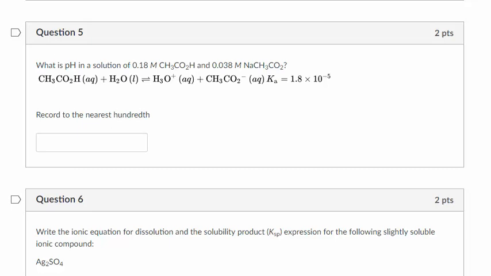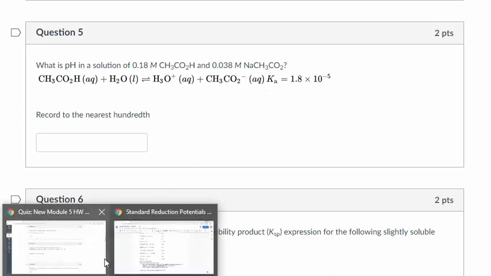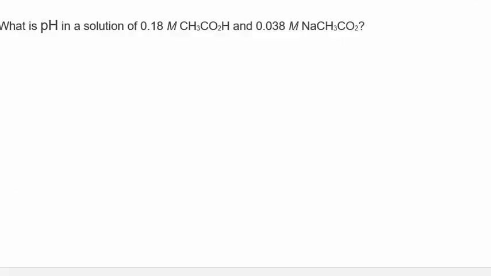Number 5, what's the pH of a solution of 0.18 of our weak acid and this amount of our conjugate base? Now you're given the Ka here, so use the Ka given if at all possible. So I come over here, this is a Henderson-Hasselbalch equation. So pH equals pKa plus the log of the ratio of the conjugate base to the weak acid. So now I just plug in my numbers. I was given my Ka value, so I can find that pKa, and it's 4.74.